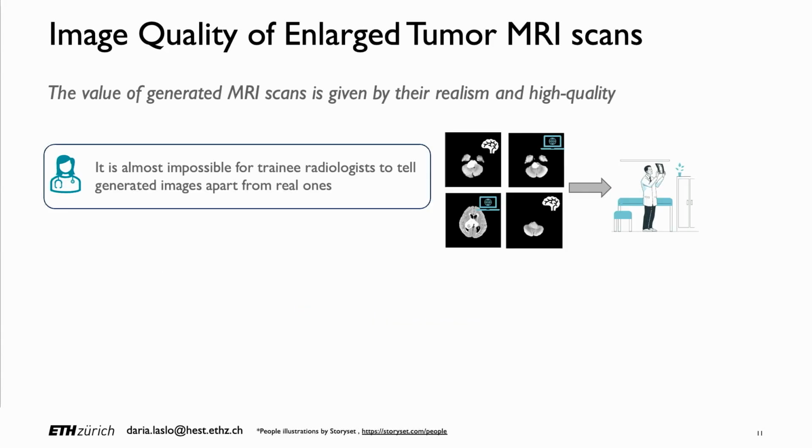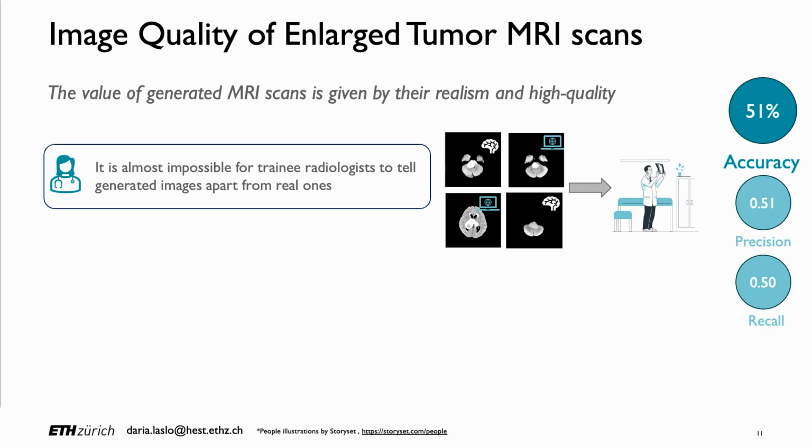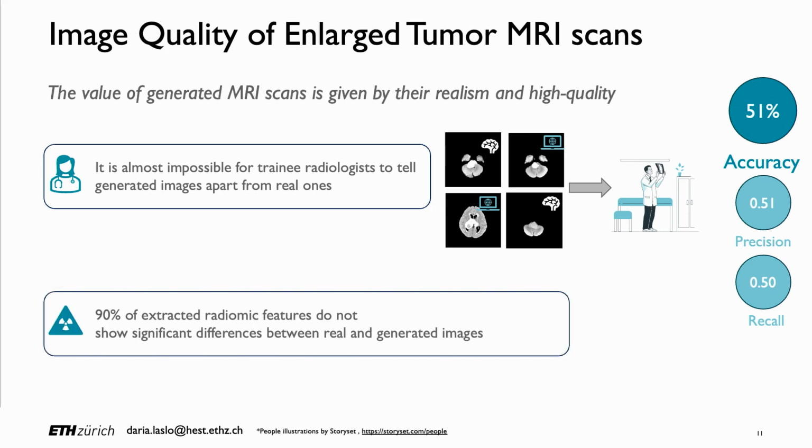Apart from this, we also had some trainee radiologists, some medical students, look at generated and real images and try to tell them apart. And it was, fortunately for us, very hard for them to do so. They only managed to do this with a 51% accuracy, which is basically random. So this was also a very good sign that the images we generate are realistic.